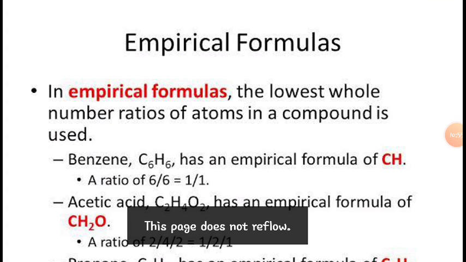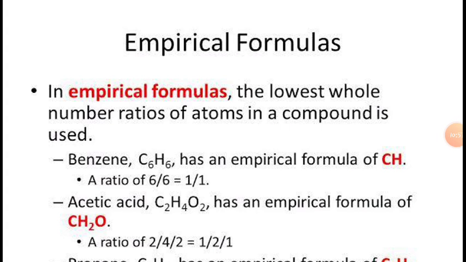Dear students, we are now focusing on the empirical formula. Empirical formula is very important for better understanding of chemistry and different equations. The empirical formula is basically the lowest whole number ratio of atoms in a compound. This way, we can write the formula of any compound in the simplest way so that we can easily write it and understand it. Here is an example for you: benzene.